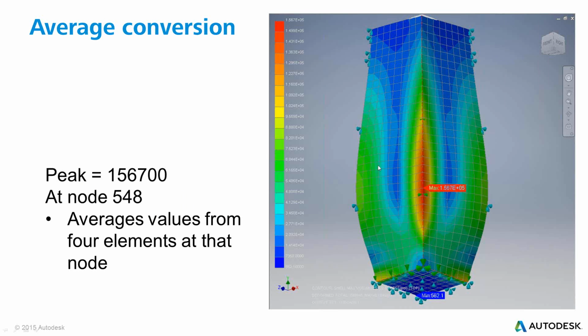So that's the default. Here's the kind of thing we get out of this. Here is a stress value. I think I'm plotting Max von Mises stress top or bottom. And it comes out, tells me the max is 156,700, and it's at node 548. I can hover over that with my query display and figure out what it's actually plotting. And so what it's doing, by default, it's taking these four elements and looking at the corner stresses at this common corner at node 548, and it's going to average those together to come up with 156,700.